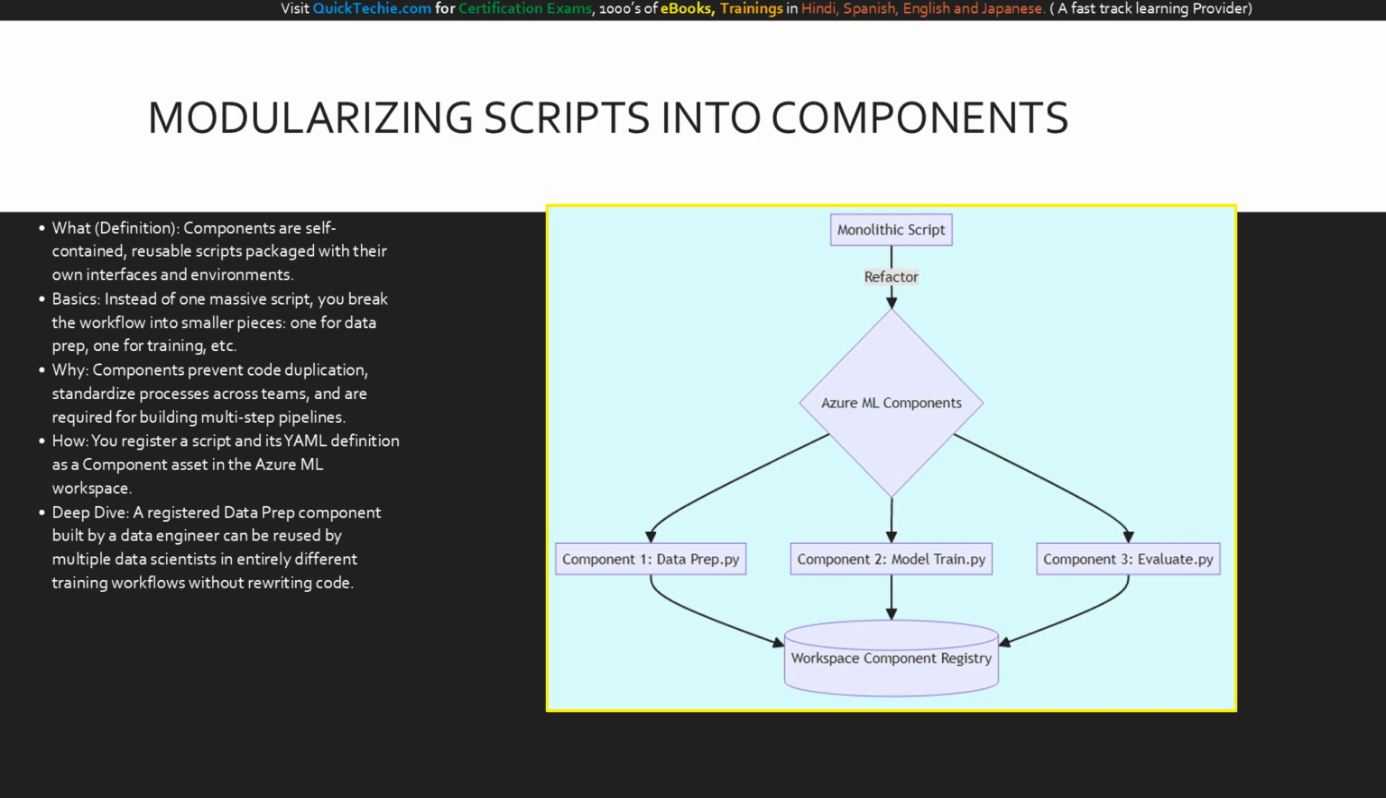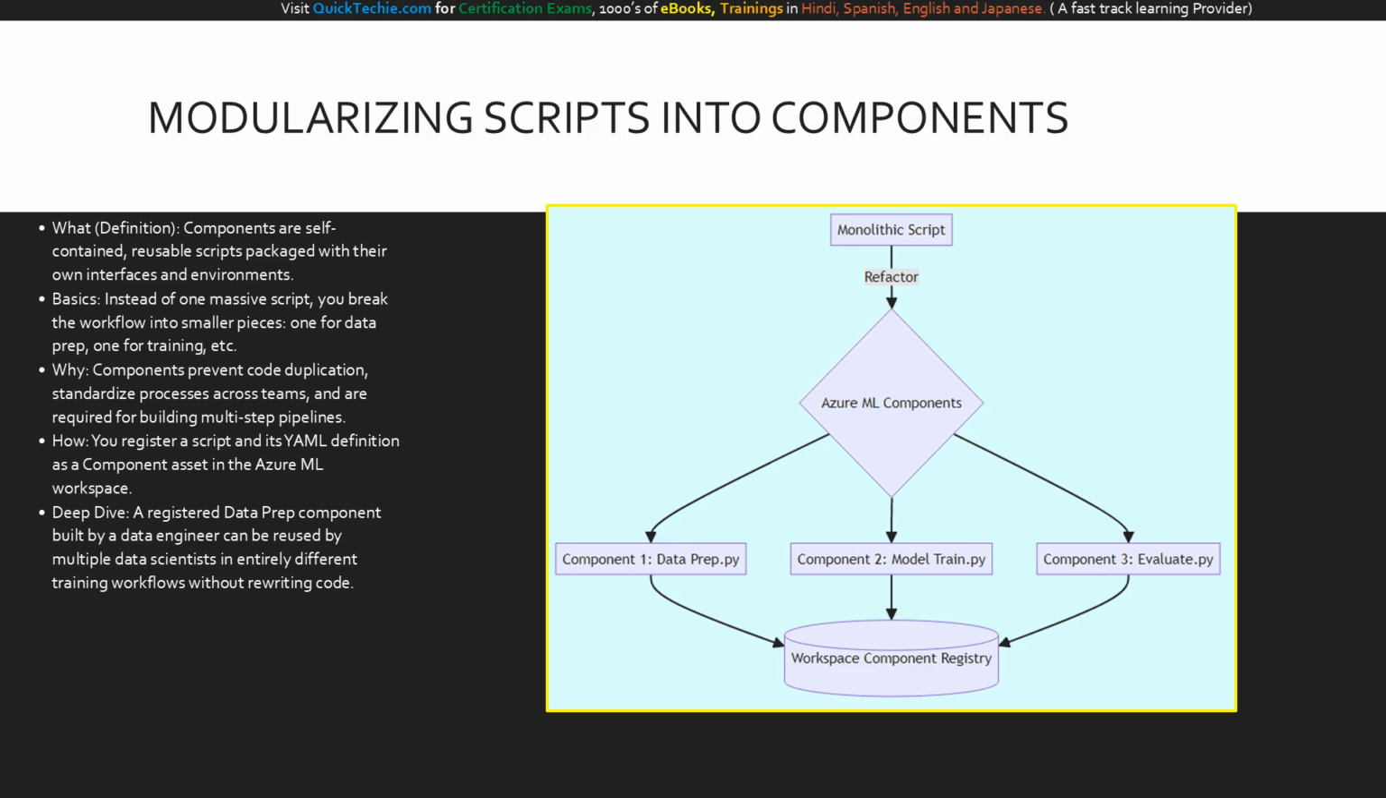Why do we enforce this? Because components prevent code duplication, establish firm standards, and are the essential building blocks for creating automated pipelines. How is this done? You take your script and its YAML and register them as an official component asset in your workspace. Taking a deep dive, this creates a shared organizational library. A data engineer can build a complex, highly optimized data cleaning component, register it, and 5 different data scientists can instantly pull that exact component into their own distinct workflows.